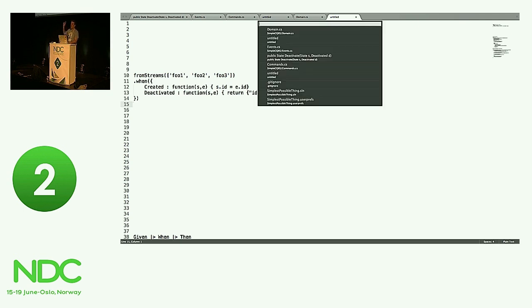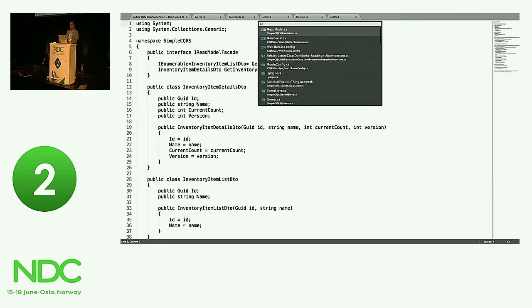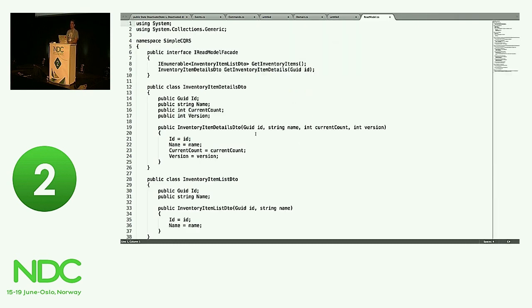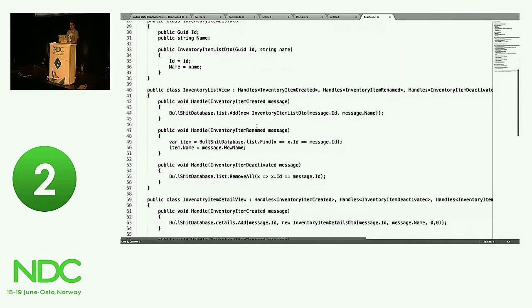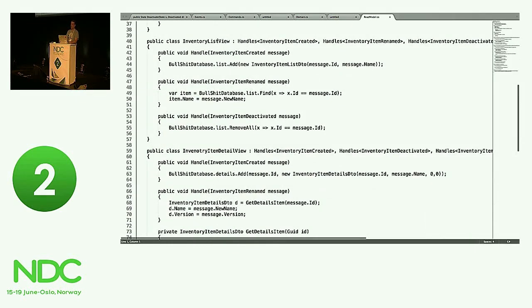So I want you guys to keep this in your mind, okay? Now, let's go take a look at doing a projection in the idiomatic object-oriented way of doing things. So here we have our inventory list view. And you'll notice it's a handles of inventory item created, a handles of inventory item renamed, a handles of inventory item deactivated. And basically what it's doing here is it's updating something known as bullshit database, which I could have sworn was called MongoDB.